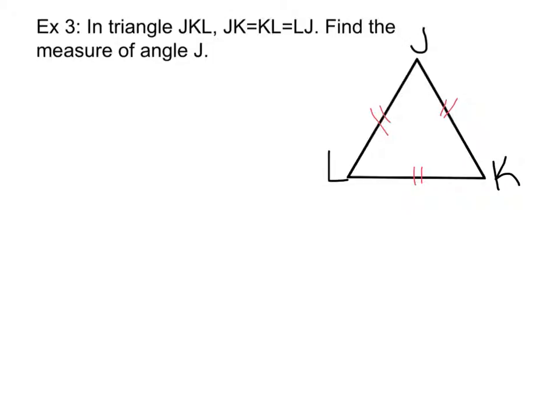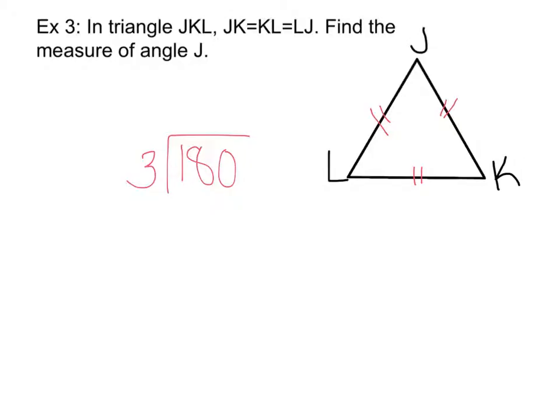So therefore, to find the measure of angle J, we know that all 3 angles will add up to 180, and if all the sides are the same length, then all the angle measures will be the same too. So all we need to do to find the measure of angle J is take 180 divided by 3, because there's 3 angles and they're all the same.